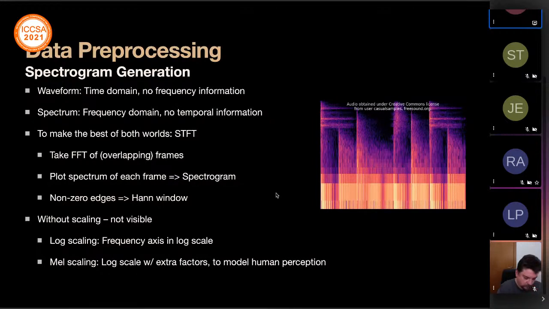Since the FFT assumes that there are zero values at the edges, to make them zero, we use something called a Hann window. Another concern was scaling: all these frequencies are actually scaled by a log factor. Without doing that, your frequencies are not visible. So we perform a log scaling of the frequencies. And to make it more authentic to how humans perceive it, we use something called a mel scale, which is a variation of log scaling. It has some extra factors.